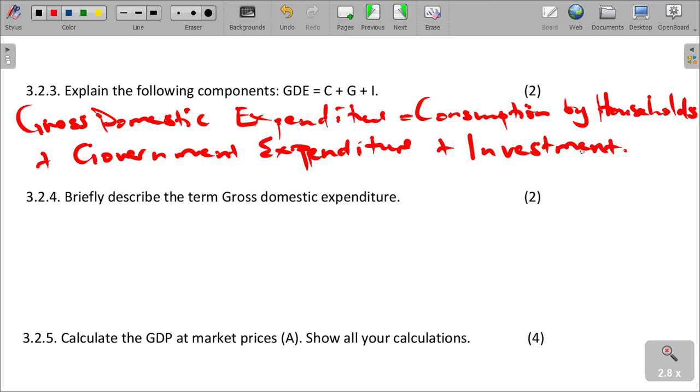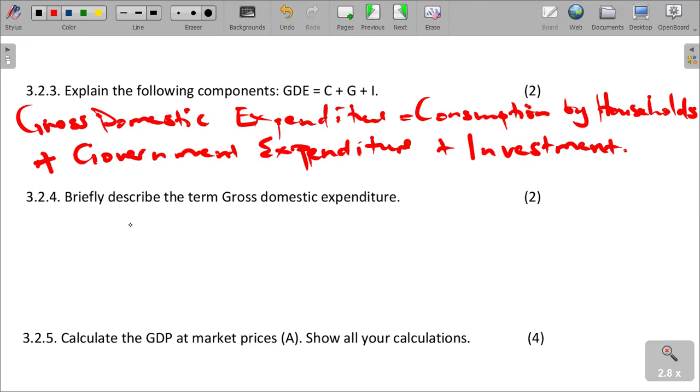That is just the formula for gross expenditure, where we have expenditure by households, expenditure by government, and also investments. That gives us C plus G plus I. I represents investment, G government expenditure, and C household expenditure.